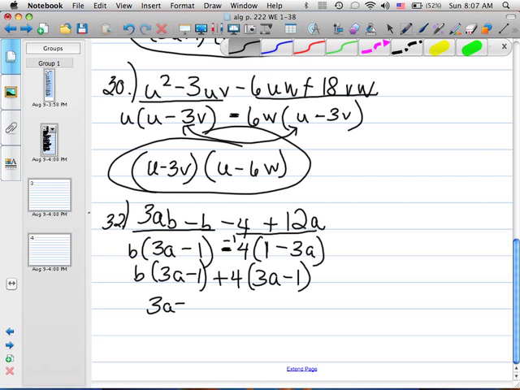So our common factor is 3a minus 1 and b plus 4. But still, if you hadn't taken out that negative sign, they would have been backwards, and you still would have been pulling it out twice.